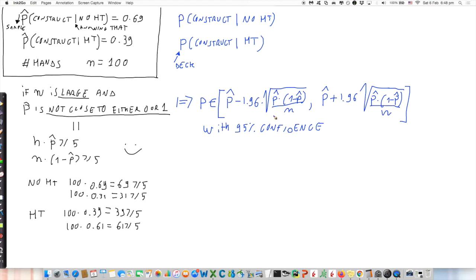Okay? So now let's find what the values are here for the construct with no hand trap and construct with hand trap. And to do that, we need to use our calculator. Now what I do is I multiply 0.69 times 0.31, divide by 100, square root, times 1.96, okay? And then we do 0.69 plus or minus that. So let's compute this value here, 1.96 times that, and then we report it here, okay?